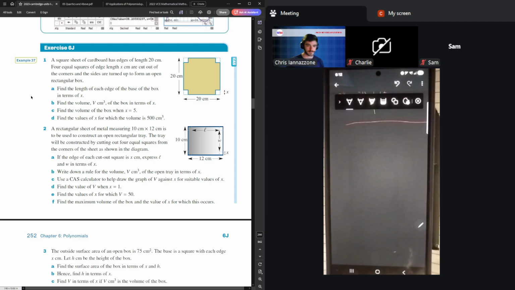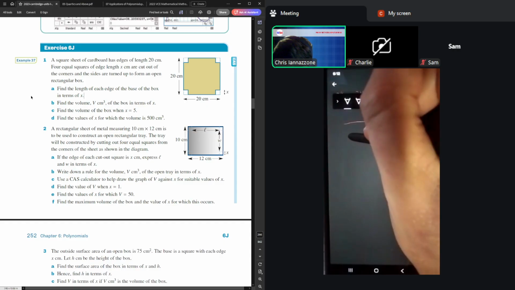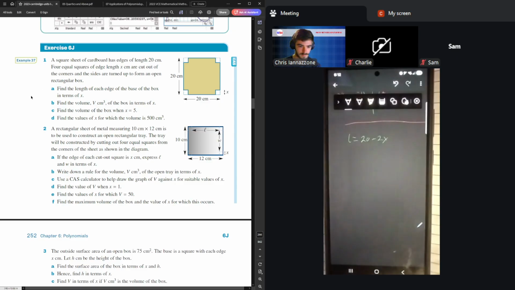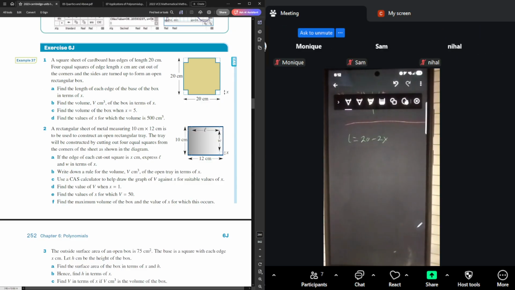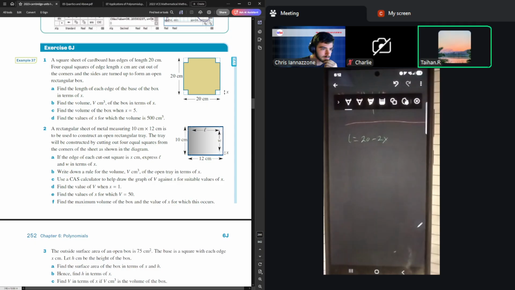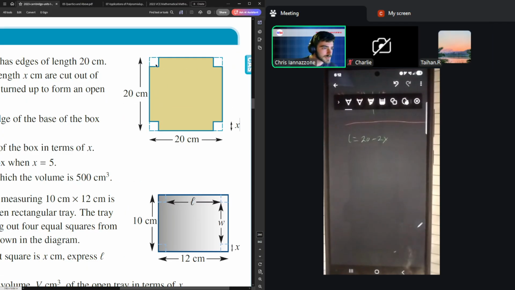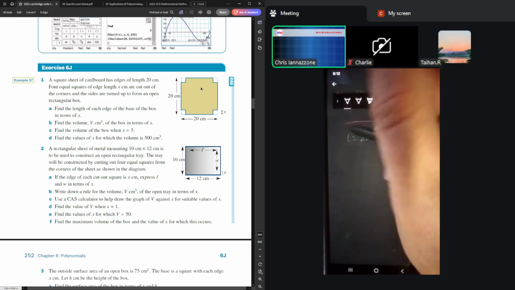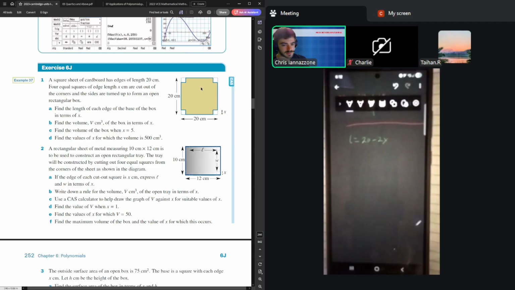The edge lengths are 20 minus 2x. Yeah, they're all going to be 20 minus 2x. That's absolutely correct. What made you come to that conclusion? Because there's a cutout. If you specifically just look at one edge, you can see that there's 2 sections of x being cut out from the 20. Yeah, absolutely there is. You can see there's a cutout, and whether you're looking at the length or the width, it's a square. They're both the same thing. So our length is the same as our width, and both of those are 20 minus 2x.